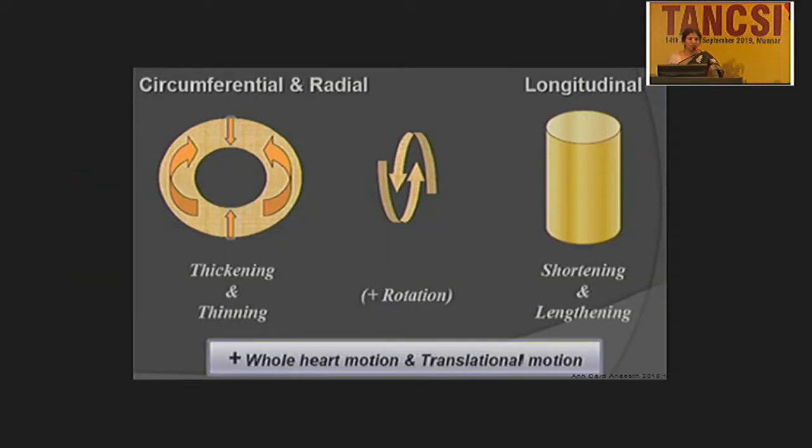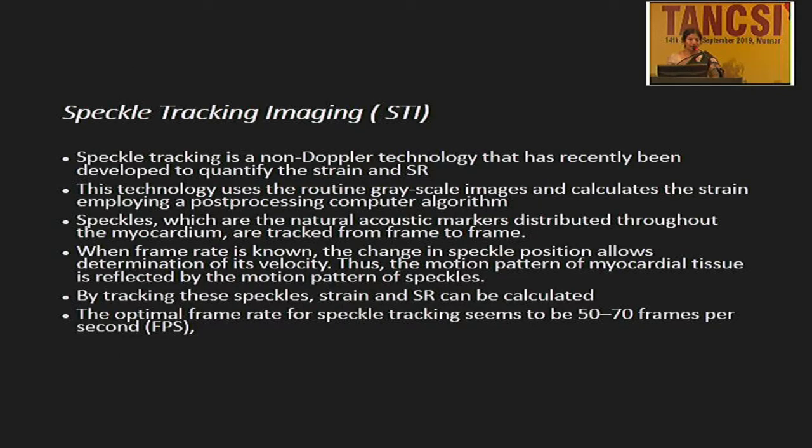So this is just a schematic representation showing all the directions in which the deformation takes place. And when the deformation takes place in the longitudinal direction, there will be shortening or lengthening of the fibers. Whereas when it happens in the circumferential or radial direction, then there will be thickening or thinning of the myocardial fibers.